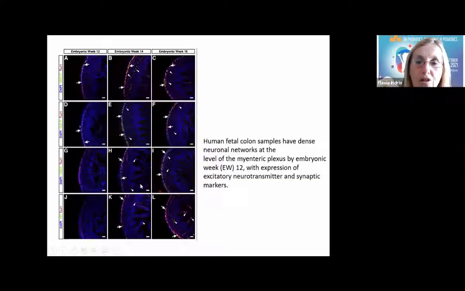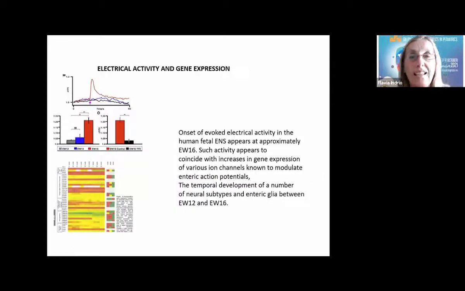And look at this. The network starts to create a plexus, from 12 weeks and coming until 16. But what is also happening is that at 16 weeks, the electrical activity starts, related to the gene expression. So there is a temporal development of a number of different neuronal cells and also the glia between 12 and 16. And at 16 weeks of gestation, we do have also the functioning.